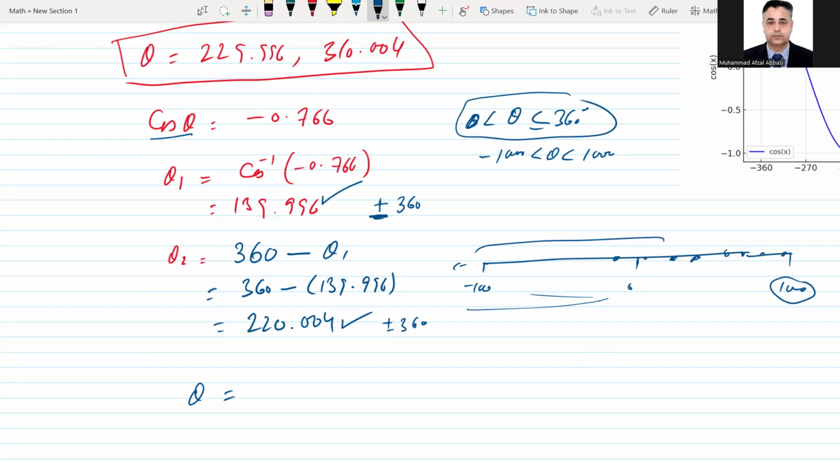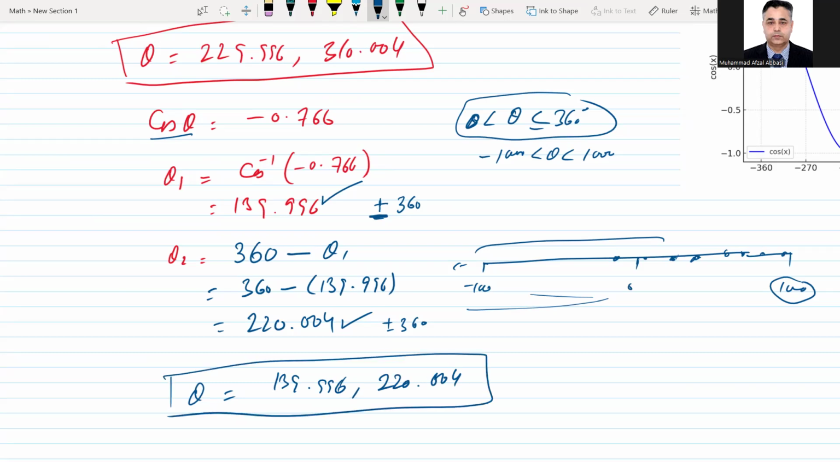So I'll write my answers: 139.996 and 220.004. And again, whatever the degree of accuracy mentioned in the question, we will write our final answer according to that. Maybe 1 decimal place, 2 decimal places, 3 significant figures, whatever it is. So that is how we will complete and mention our final answer.